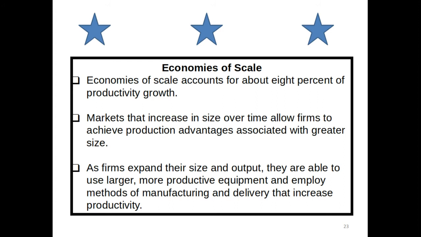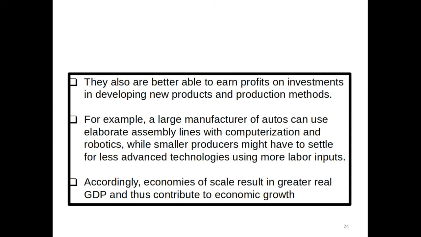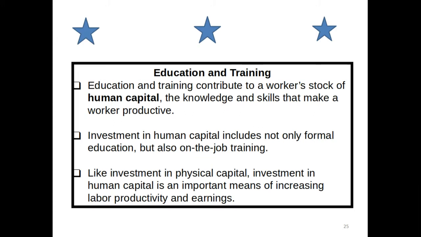These are markets that increase in size over time, and they allow firms to achieve greater production with the greater size. Economies of scale help us earn profits on investments. A large manufacturer of autos can use assembly lines and computerization, and smaller producers can't. So, economies of scale are going to give us greater real GDP and thus lead to growth.